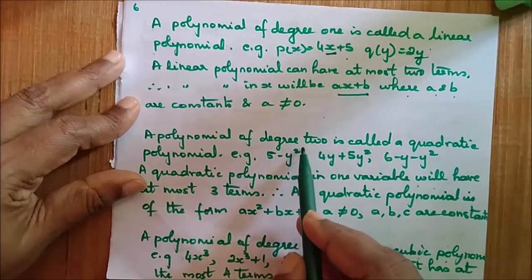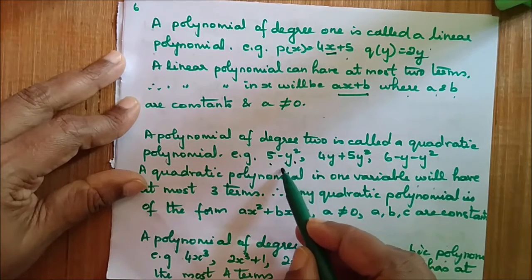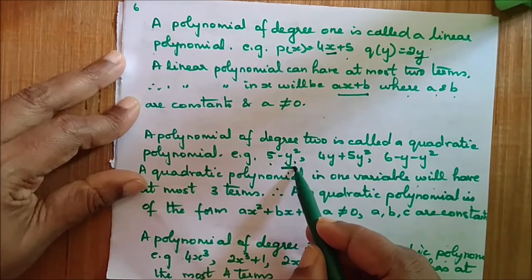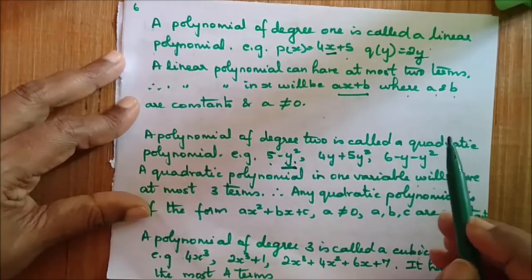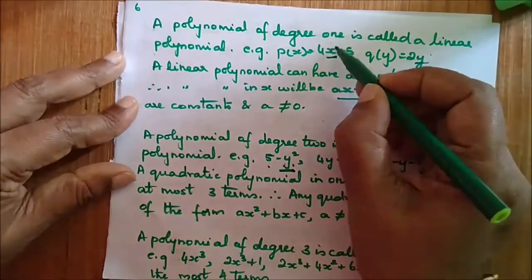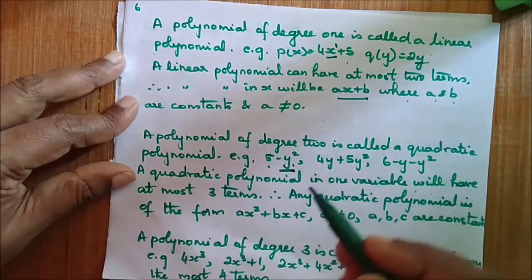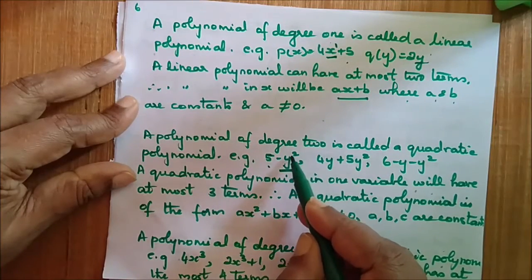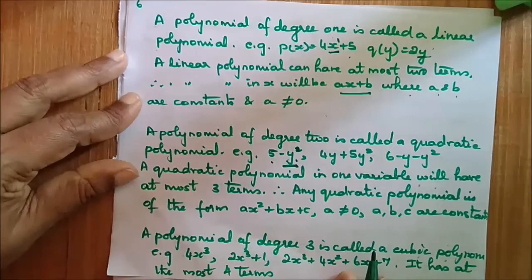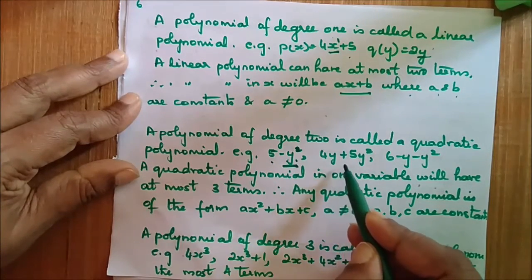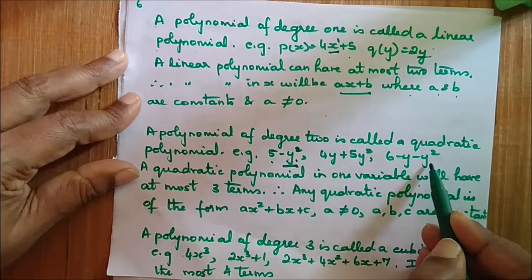Similarly, a polynomial of degree 2, for example 5 minus y squared. Here y squared is of degree 2. Such a polynomial is called a quadratic polynomial. I hope you get it. When the power of x is 1, then it is called a linear polynomial. When the power of x or y is 2, it is called a quadratic polynomial. For example, 4y plus 5y squared, 6 minus y squared.